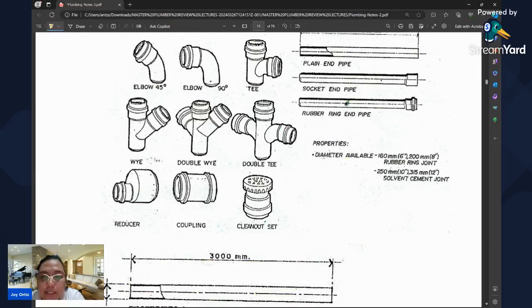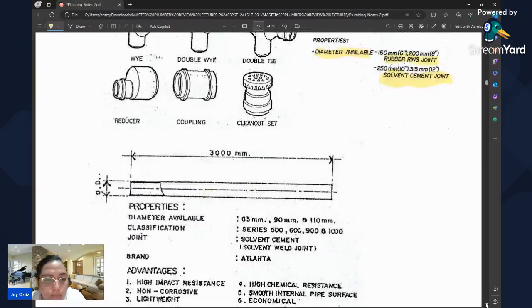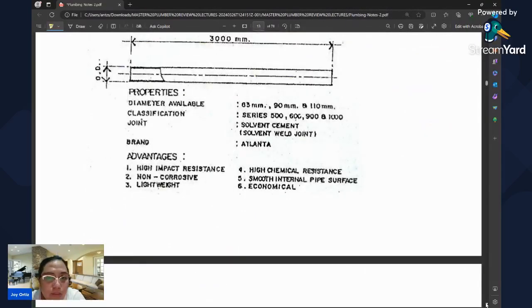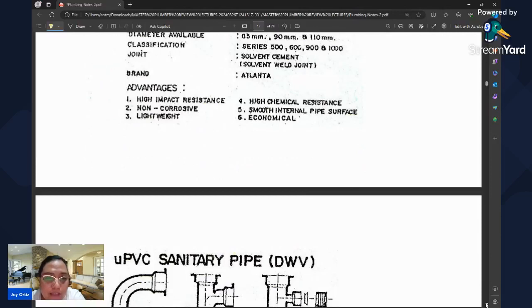So, this is the properties, diameter niya, it's all 6 inches. And 8 inches rubber ring joint. And pag solvent cement joint, that is 10 inches, 12 inches. Okay, po yan. So here's the properties. Diameter available. Oh yeah. So, hindi ko na mabasa. Advantage niya, high impact resistance, non-corrosive siya. Lightweight, high chemical resistance, smooth internal pipe surface, and economical.